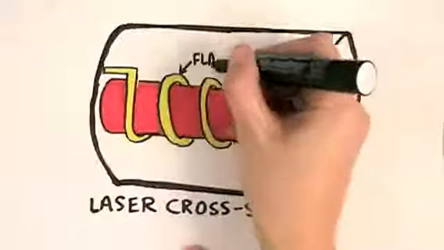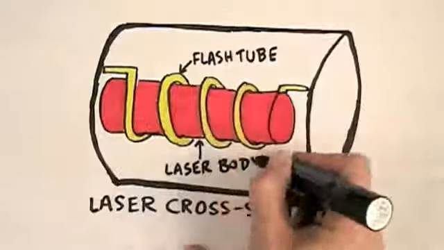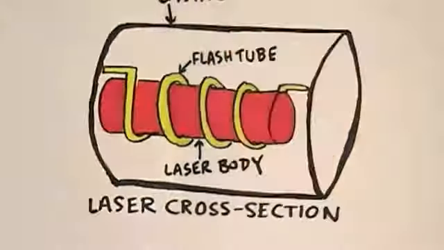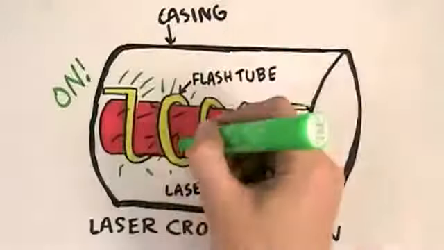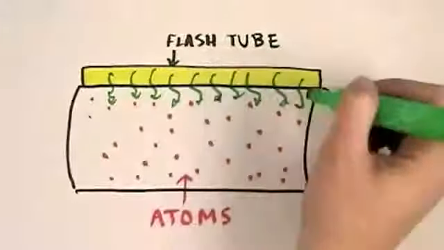A laser consists of a medium of identical atoms surrounded by a flash tube inside a casing. The atoms have a difference in energy levels tuned to the light emitted by the flash tube so that when the flash tube is turned on, it can stimulate emission, creating the amplification chain reaction necessary for laser light.